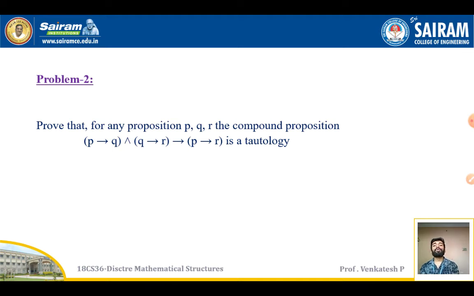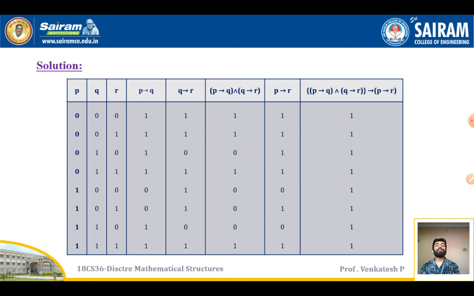Problem number 2. Prove that for any propositions P, Q, R, the compound proposition P implies Q and Q implies R, which further implies P implies R, is a tautology. So same thing again. To prove this compound proposition, I need a truth table. The truth table must contain the truth values for P, Q, R. So first let me give the truth values for P, that is 0, 0, 0, 0, 1, 1, 1, 1.